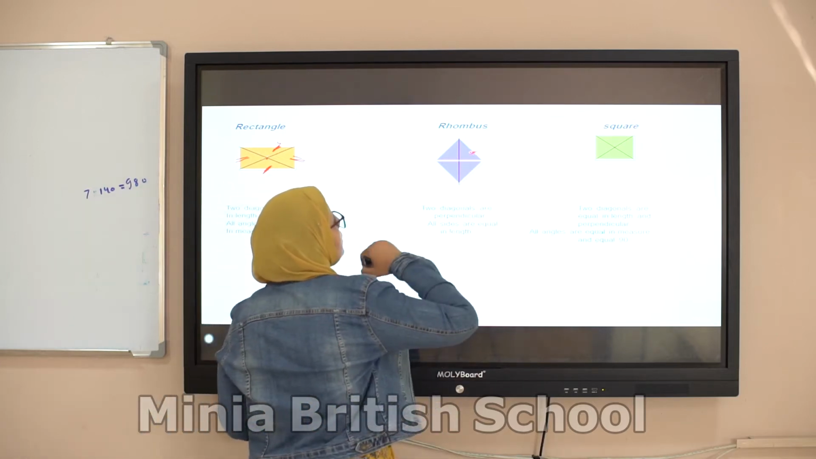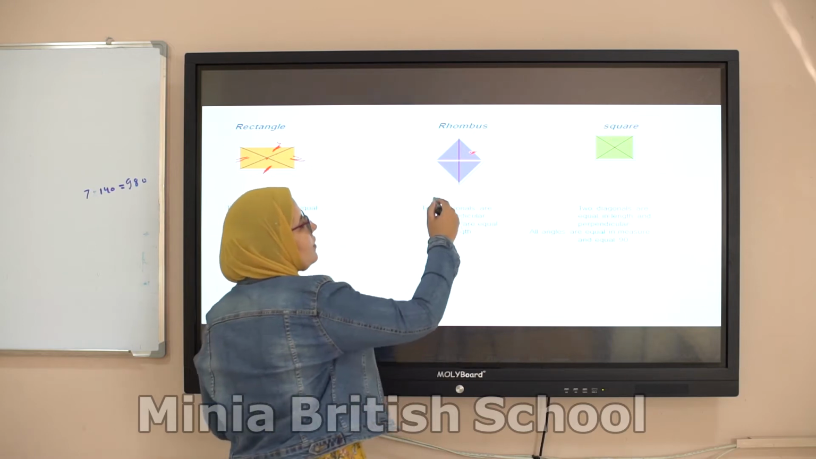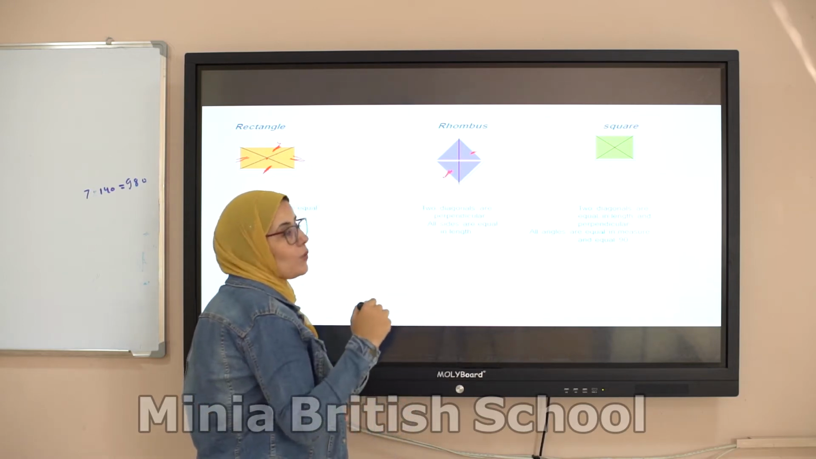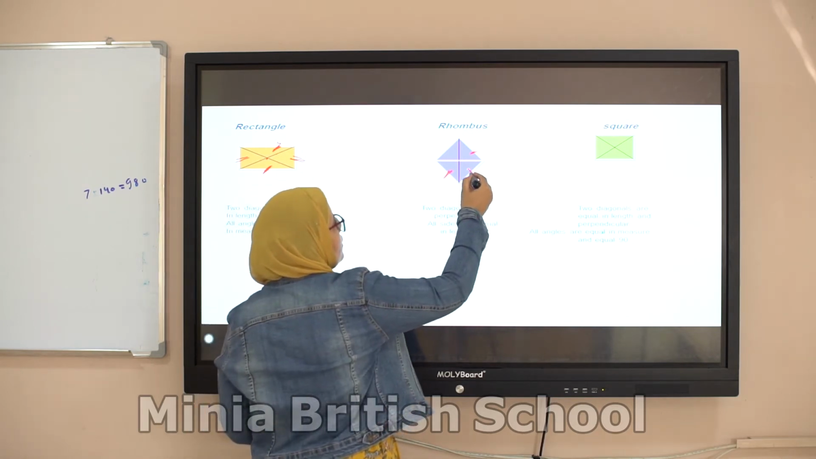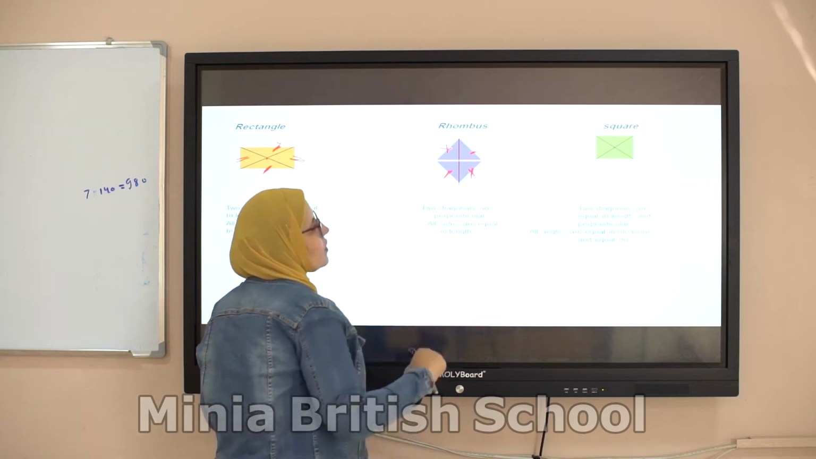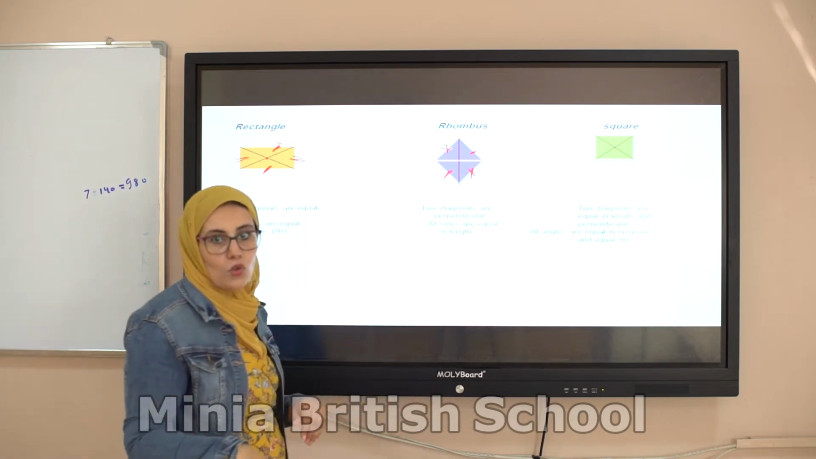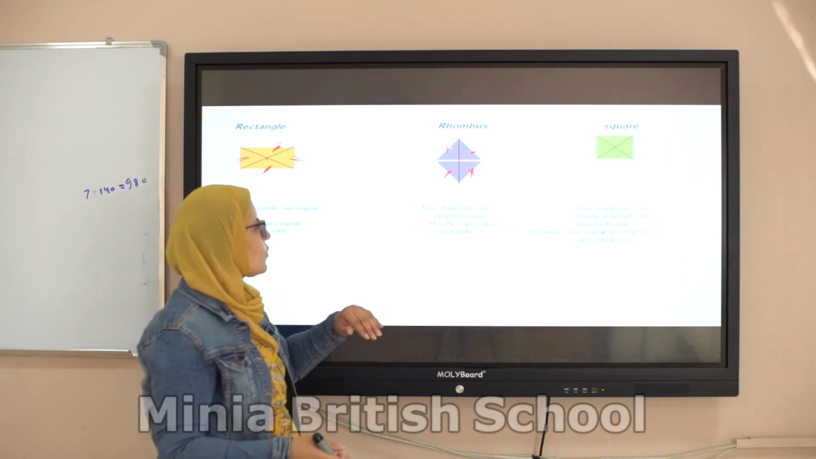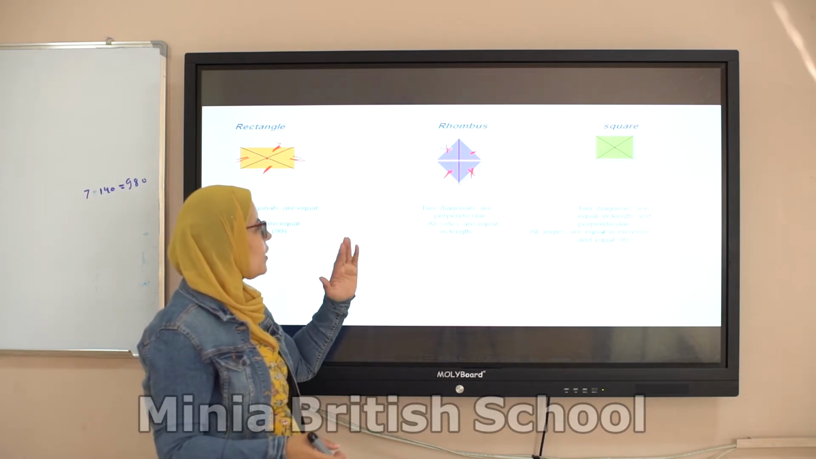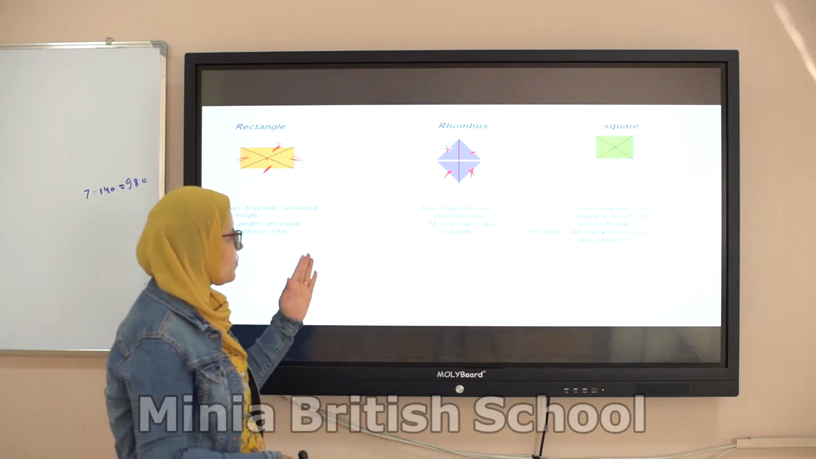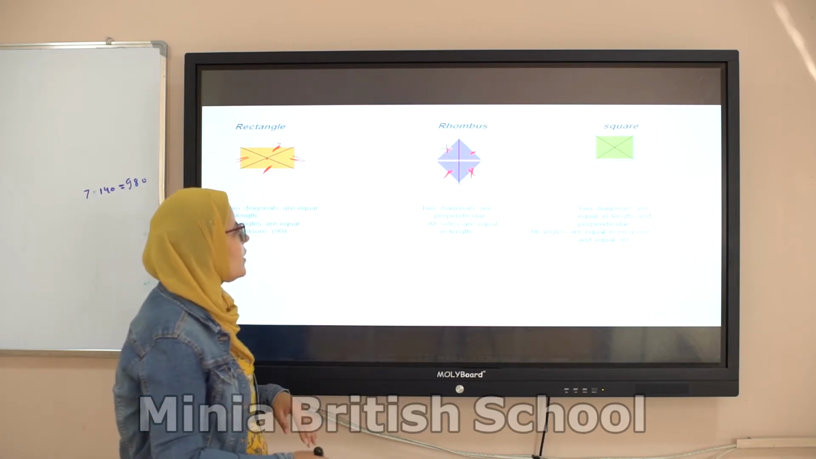This shape, this side is parallel to this side and equal in length. And this side is parallel with this side and equal in length. So here, each two opposite sides are also parallel and equal in length. Actually here, all sides are equal in length.